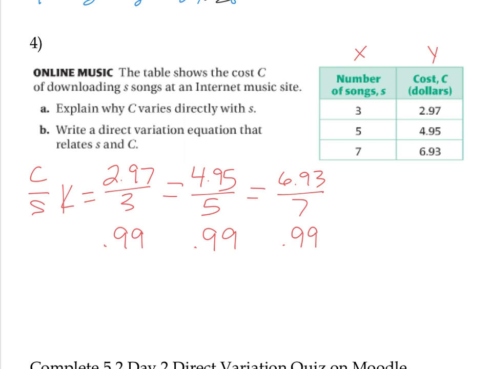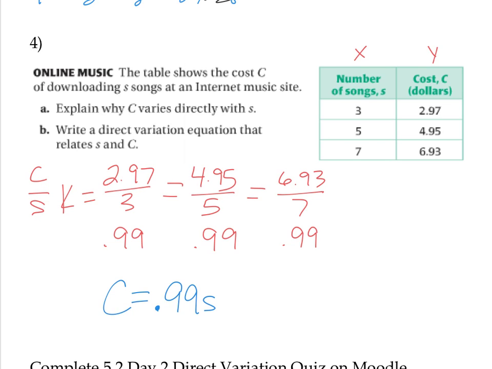And then we're going to write a direct variation equation that relates S and C. So in order to do that, we can have the cost is equal to 0.99s. Okay? This means we're paying 99 cents for every song, essentially. The cost is equal to 0.99 times the number of songs. Right? So find if there's a constant of variation by doing your y over x, or again, depending if it's c over s or whatever the variables might be. And then you can use that to write the equation.